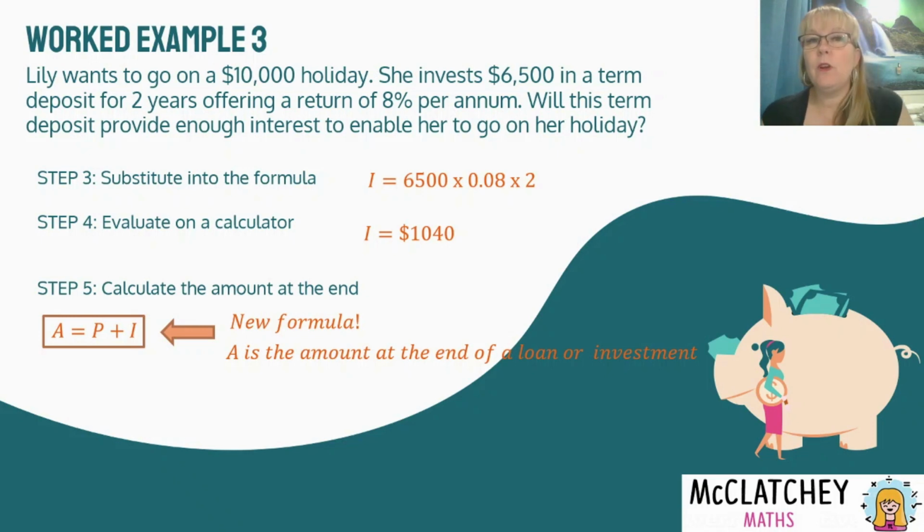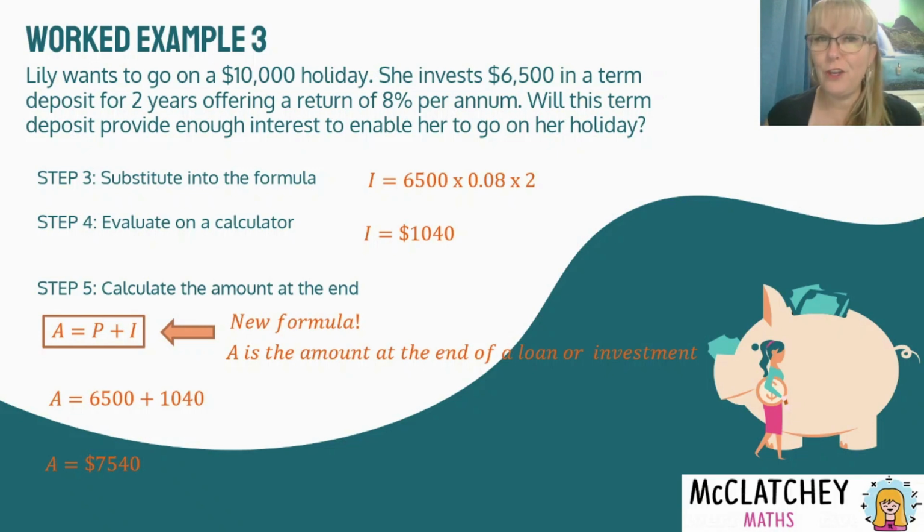Now obviously if you were lending money to the bank by depositing it in the bank in a savings account, it's going to be what you saved to start with plus the interest the bank has paid you. However, if you've got a loan, then A will be the principal, the amount that you borrowed at the start, plus all of the interest you have to pay back. So we've got A. We're going to work out A now. So that's $6,500 plus $1,040, and the amount that she has at the end after this investment is $7,540.